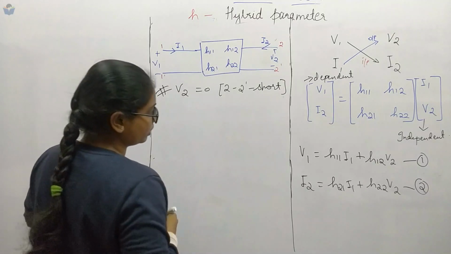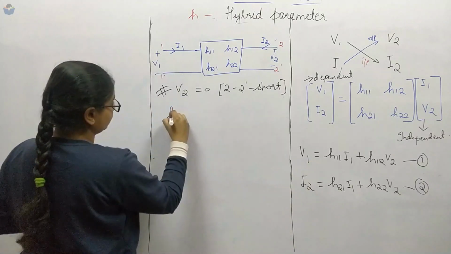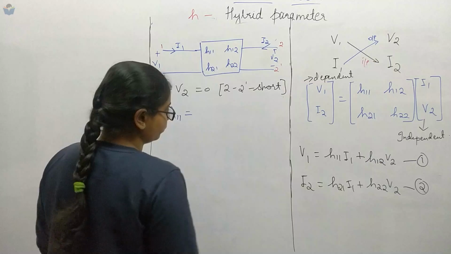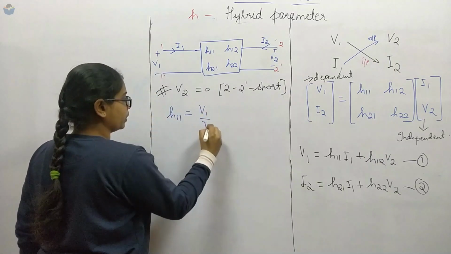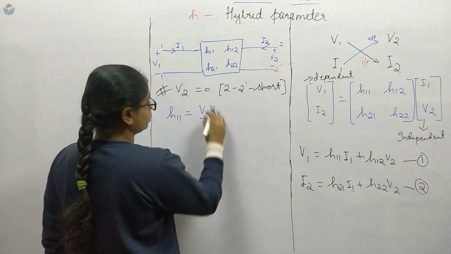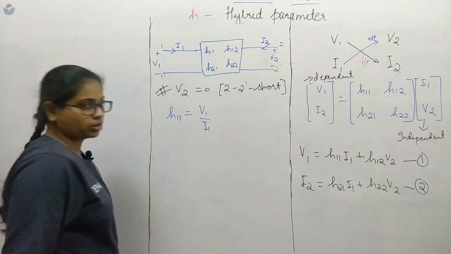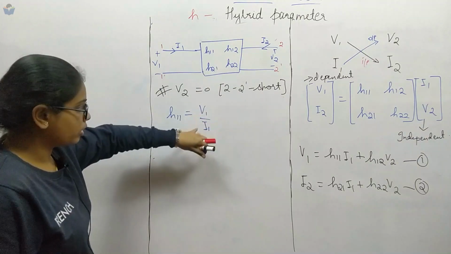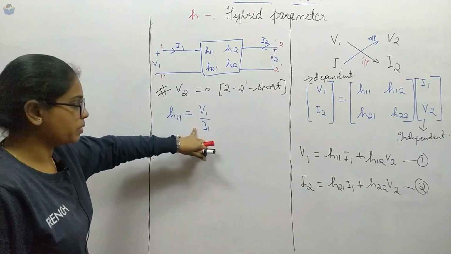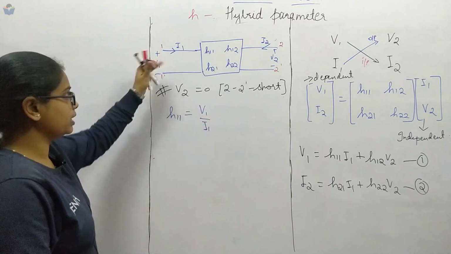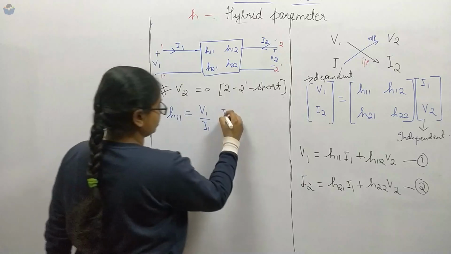So what parameters we will get from this first equation? H11, which is equal to V1 upon I1. Okay, so when V2 equal to 0, so we have already written here, so no need to write again. 2 dash is short. Okay, so what is this called as? It's voltage upon current, so it is impedance. What type of impedance? It is input driving impedance.